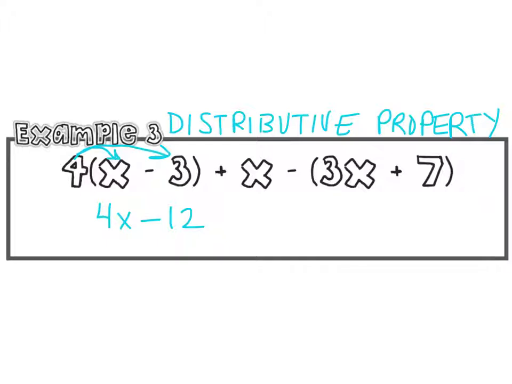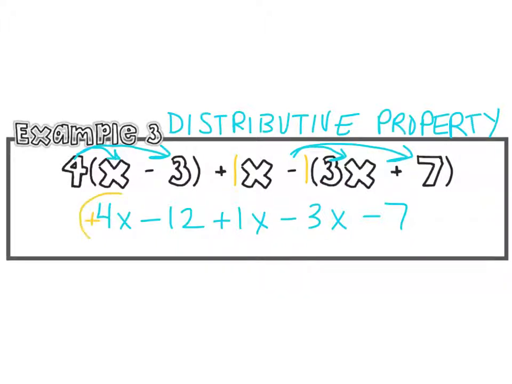Okay, then let's remember to put our invisible ones in here. And okay, let's write everything else down. So we got plus 1x. Okay, now we're going to distribute into the next set of parentheses. So this becomes negative 3x. Negative 1 times 7 is negative 7. Okay, so step 1 was to distribute. Now we can combine like terms. So I'm going to put my plus sign here.